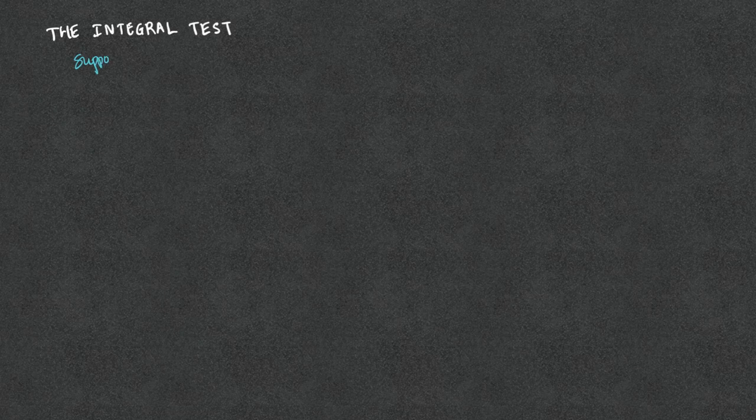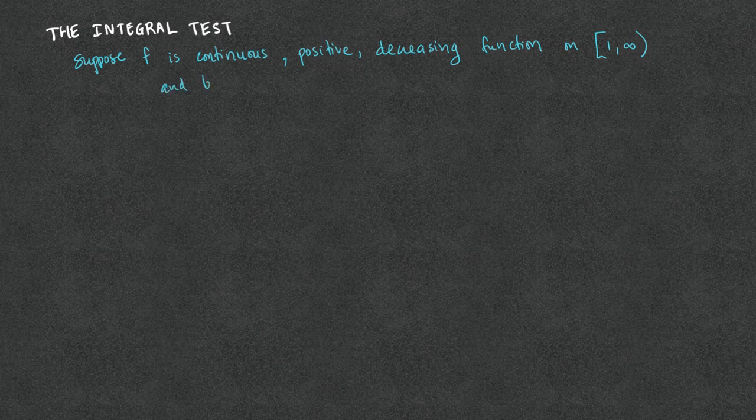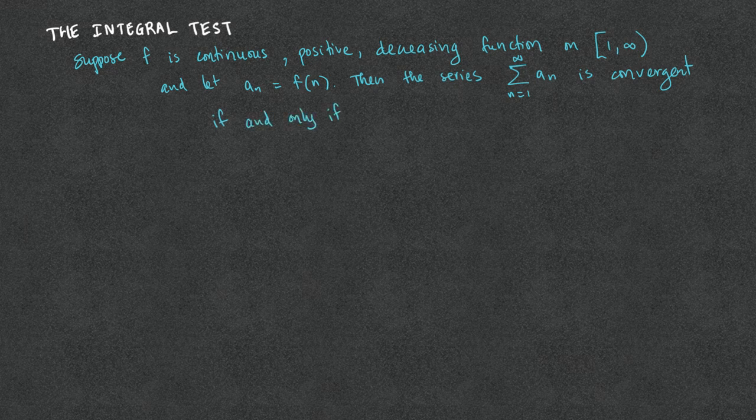Suppose we have a function f of x that is continuous, positive, decreasing on the interval 1 to infinity, and we let the term a sub n equal to the function f of n. Then the series a sub n is convergent if and only if the improper integral of the continuous function f of x from 1 to infinity is also convergent. Notice that the function f of x is the continuous version of f of n.